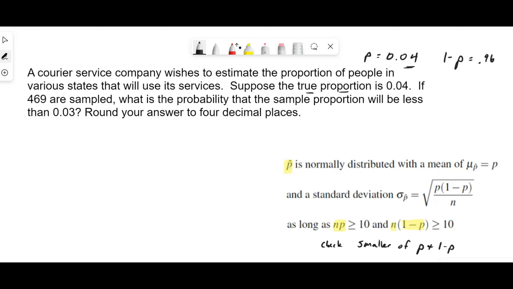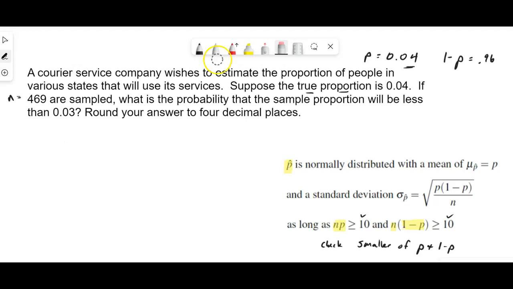So this is n. N is how many are in the sample. So 469 times 0.04, and that's 18.76. So that is greater than 10, so the other one will also be greater than 10, since we would be multiplying by a bigger number. So we know we can use a bell curve for this.